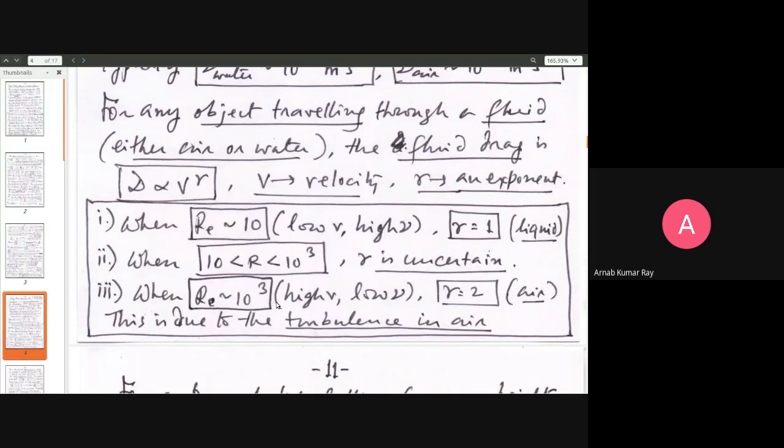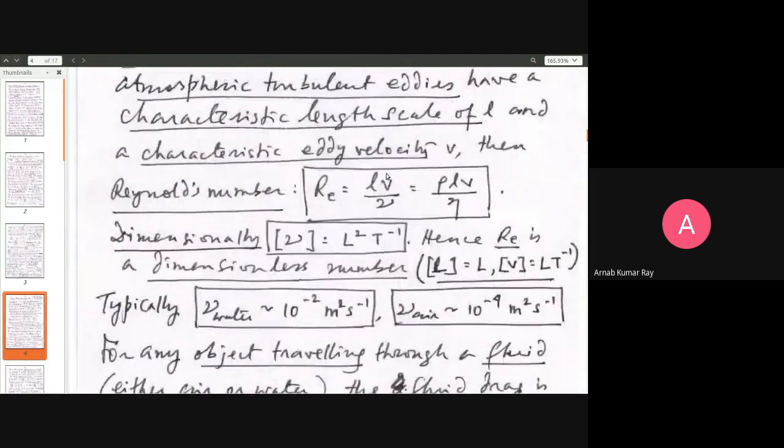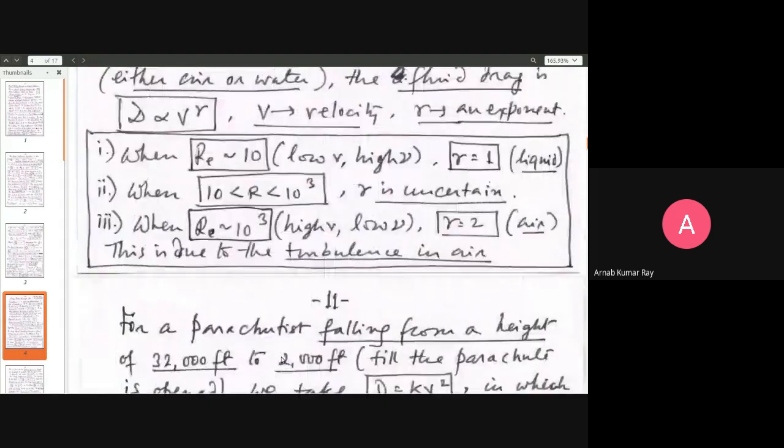But when the Reynolds number is 1000, this large value can be achieved when you have high velocity and low kinematic viscosity. When that is of the order of 1000, gamma is equal to 2, as in the case of air. So gamma is equal to 1 as in the case of liquid, and gamma is equal to 2 as in the case of air. And this happens due to turbulence in the air. Turbulence has enhanced the resistance of the air against motion of an object through it.